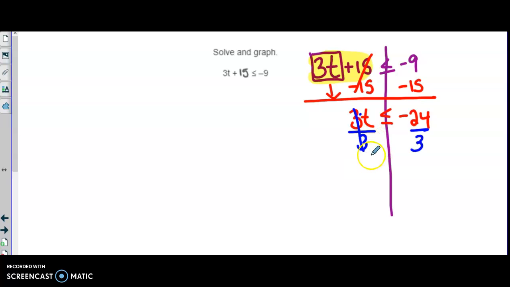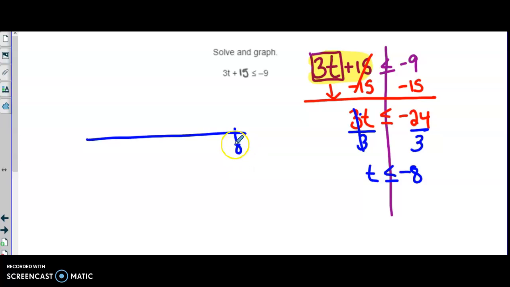I'm dividing by a +3, so I do not flip my inequality symbol. Even though 24 is negative, the number I'm dividing by is positive, so the symbol stays the same. And 24 divided by 3 is, whoops, I almost said 6, but that's 8. That's a -8. So t is less than or equal to -8.